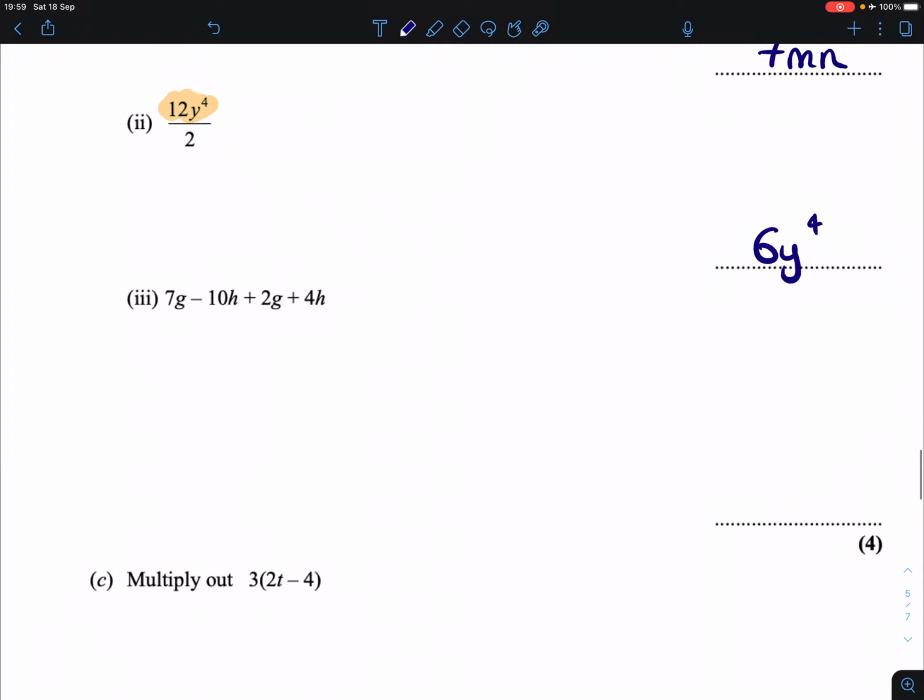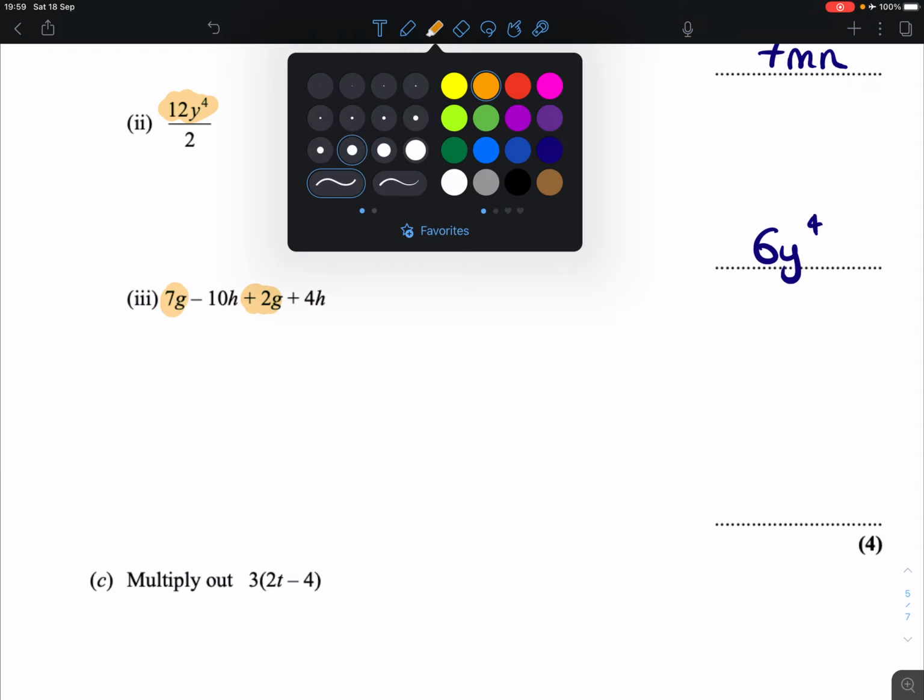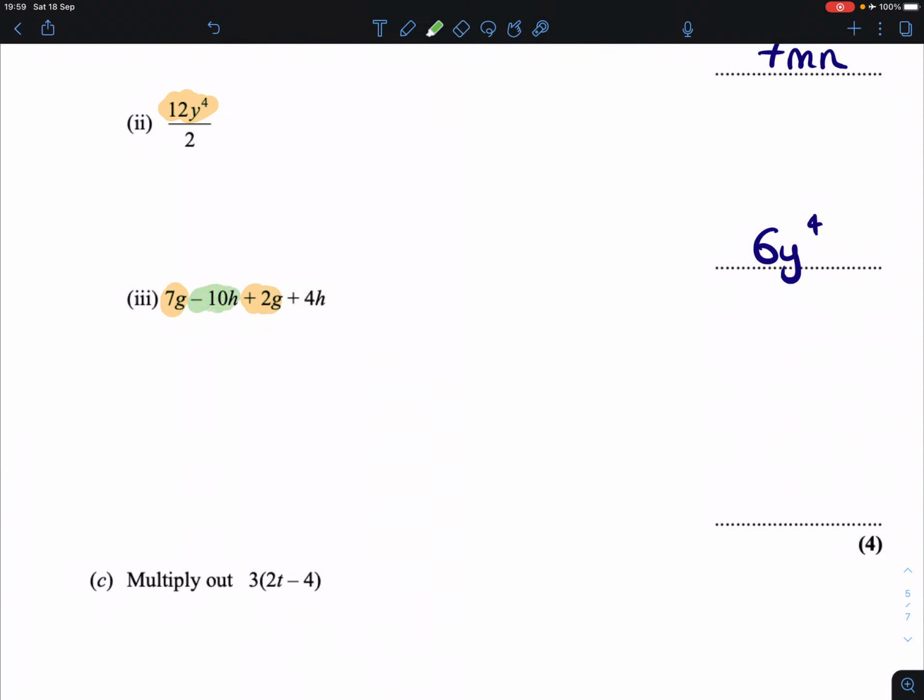Next part, we have 7g take away 10h plus 2g plus 4h. You'll see me highlighting here just now the g terms and the h terms. If you're adding and subtracting things together, the only things that you can actually add or subtract together are like terms, common terms. These letters represent numbers that we don't know, but a way I like to describe it is if you imagine 7 giraffes plus 2 giraffes will give you, and you can simplify it, whereas if I say you have 7 giraffes and we take away 10 hippos, you can't do that, right? It doesn't make sense.